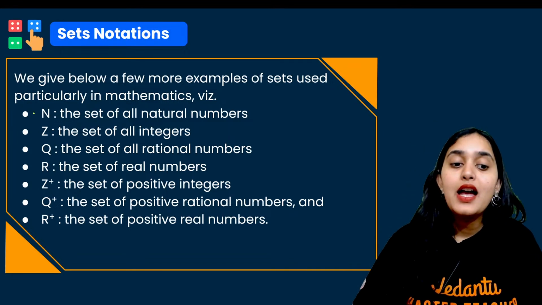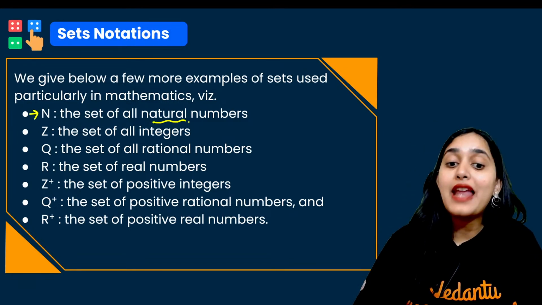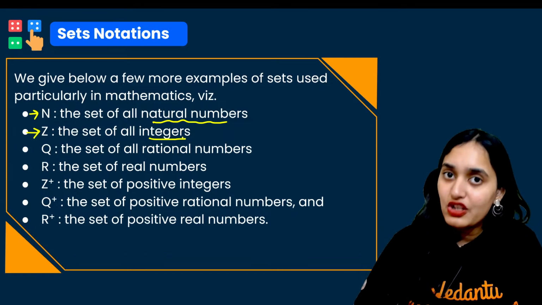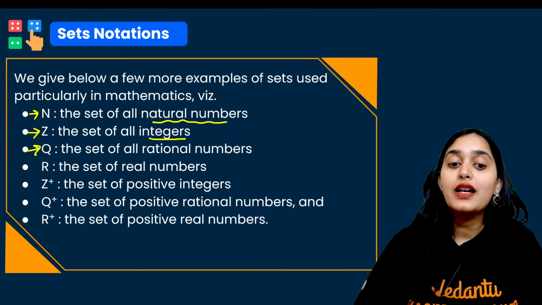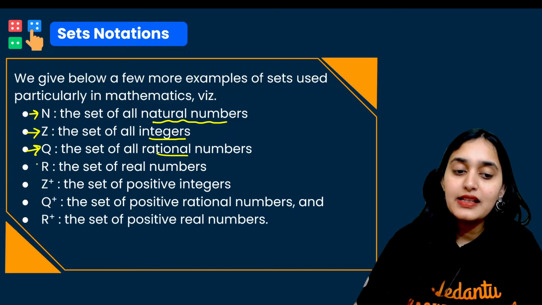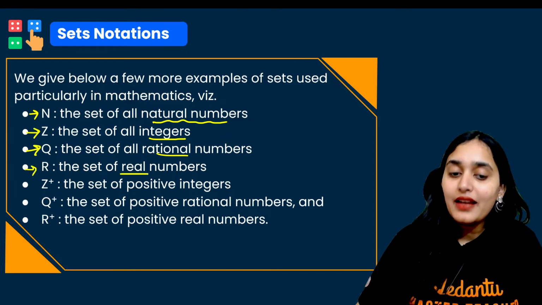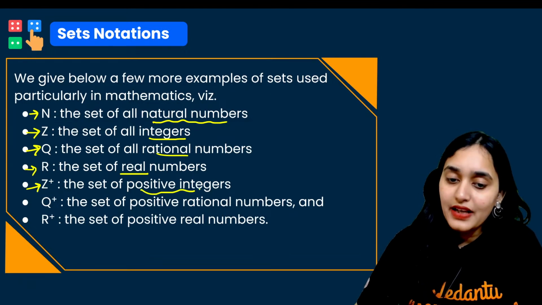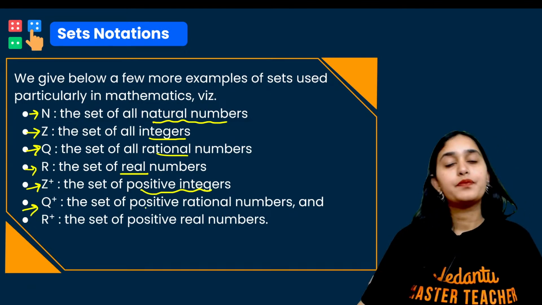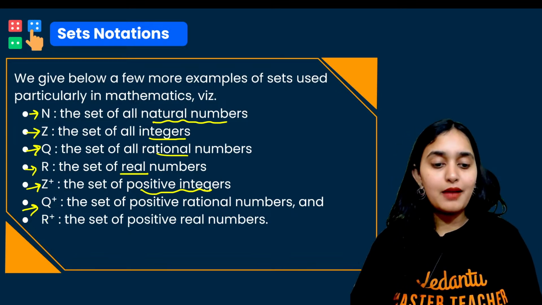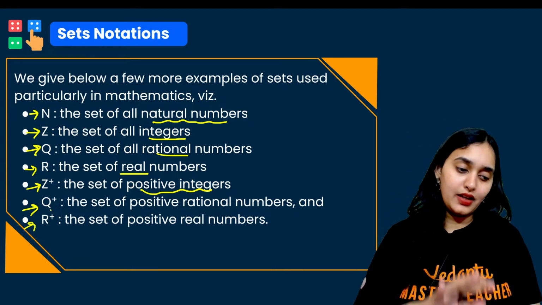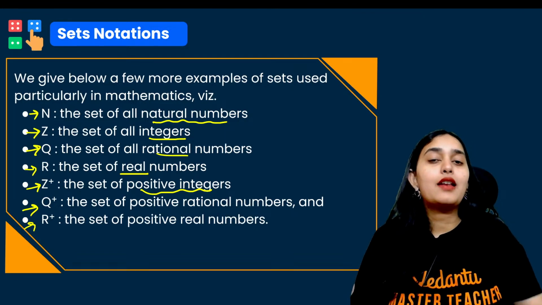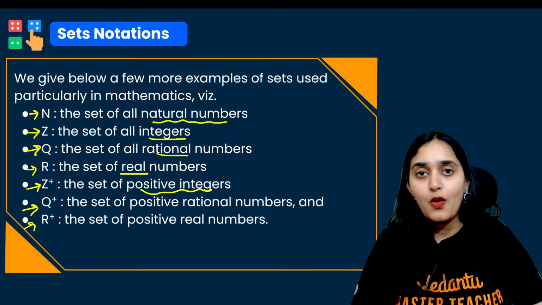For example, capital N is the set of natural numbers. Capital Z is integers. Capital Q is rational numbers. Capital R is real numbers. Z positive is positive integers, Q positive is positive rational numbers, R positive is positive real numbers. So you should know these names because they are basically used every now and then.